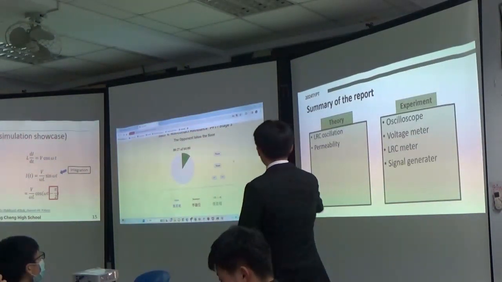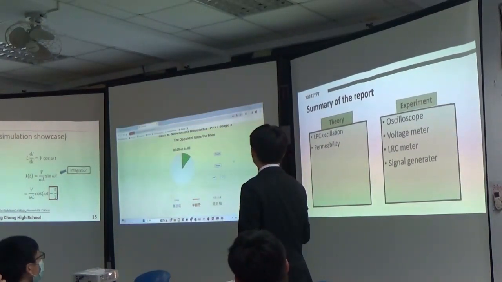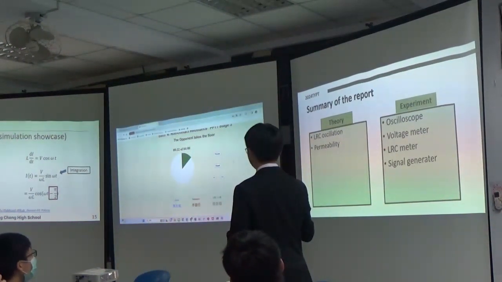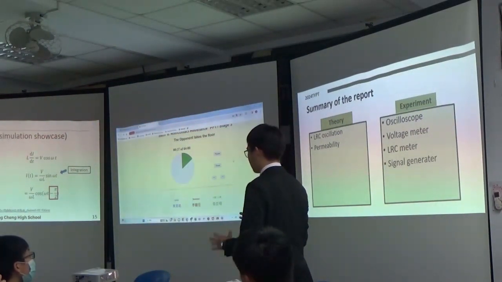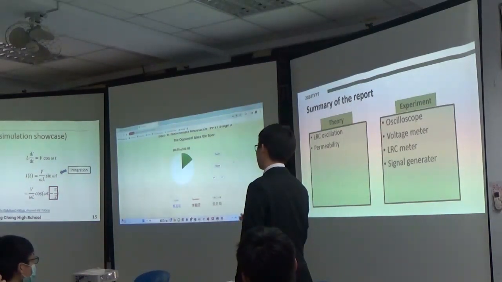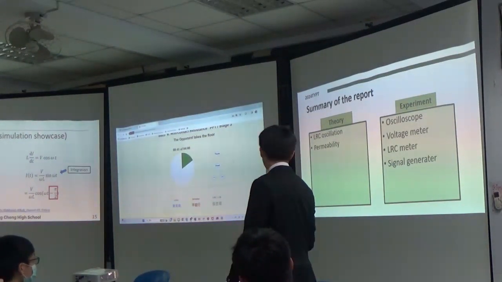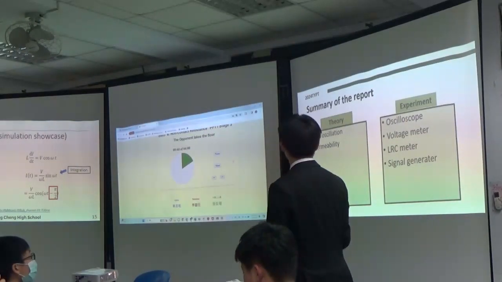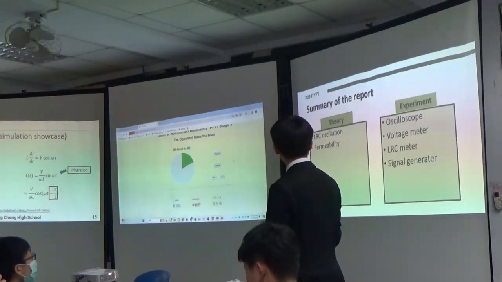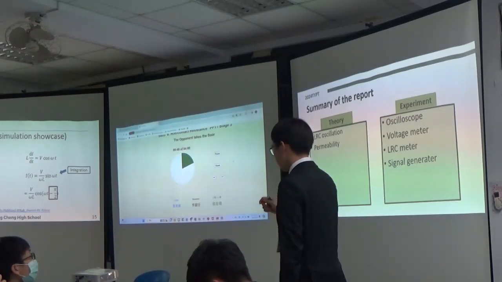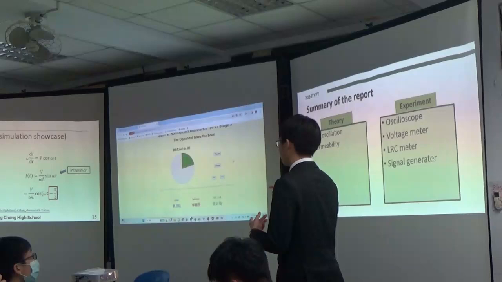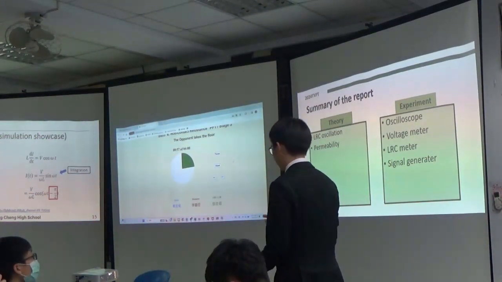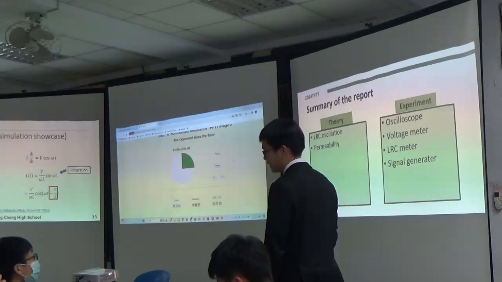Okay, and the reporter used a theory of the LRC oscillations and used the permeabilities of the rod and inductors, and also said the inserted rod is conductive, and used the eddy current to explain. About the experiments, he used an oscilloscope to find the voltage, and also a voltmeter. To detect the initial inductance and the capacitance, he used the LRC meter, and used a signal generator as the AC source.